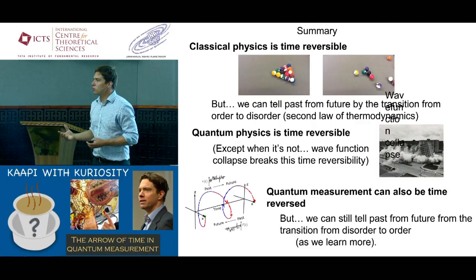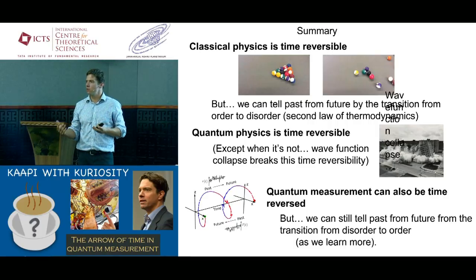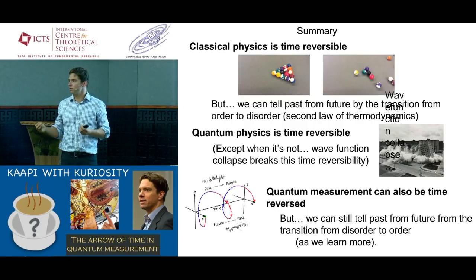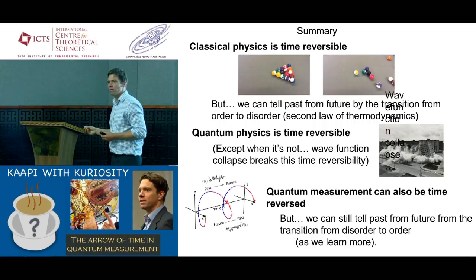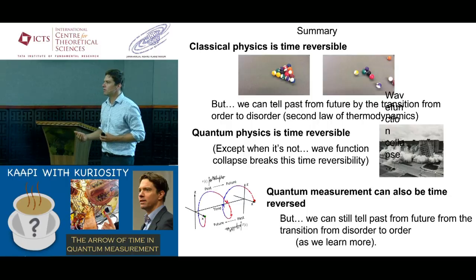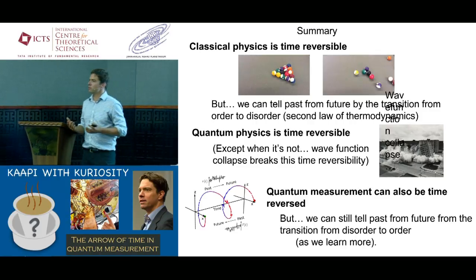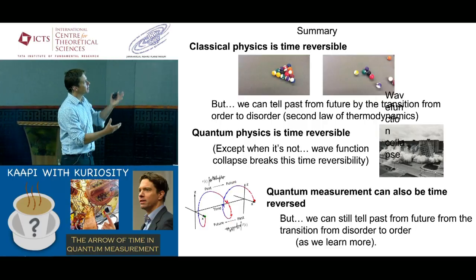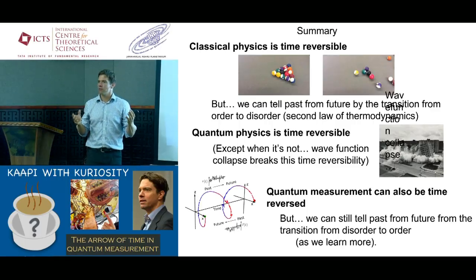But then I told you that quantum measurement can also be reversible. That if we do these measurements not just abruptly like this, but slowly, continuously, those measurement dynamics can be reversed. Okay, so quantum measurements can be reversed. But we can still tell the arrow of time. But this time as a transition from disorder to order. That is, as we learn more about the system. In one case, it's order to disorder, like things spreading out. In this case, it's disorder, we don't know what shelf it is on, to order, where we do know what shelf it is on. So there's a similarity between classical and quantum physics, but there's also a dissimilarity in terms of which way order is going.